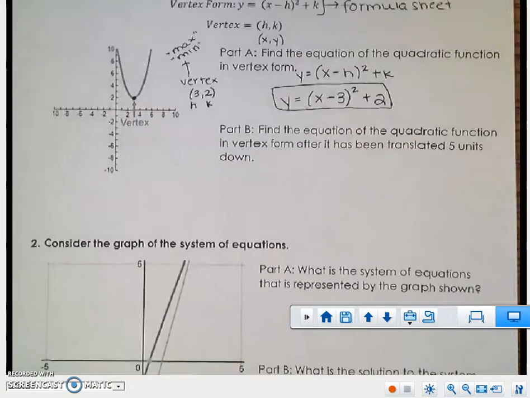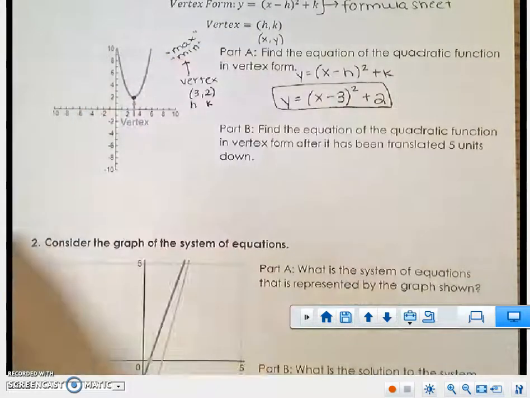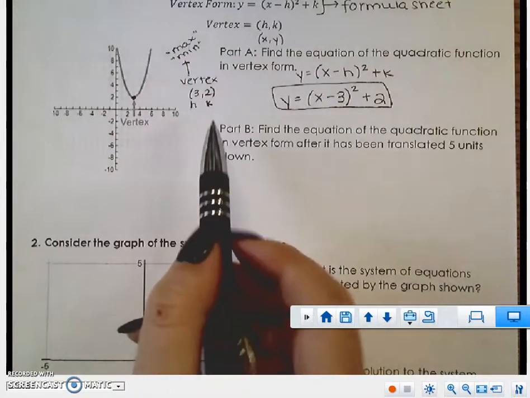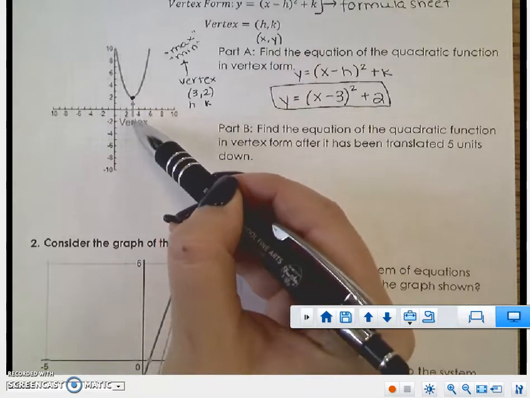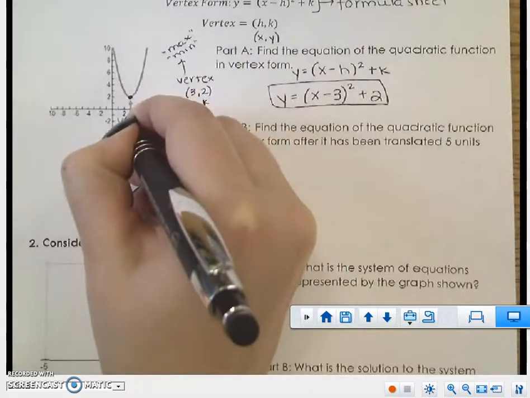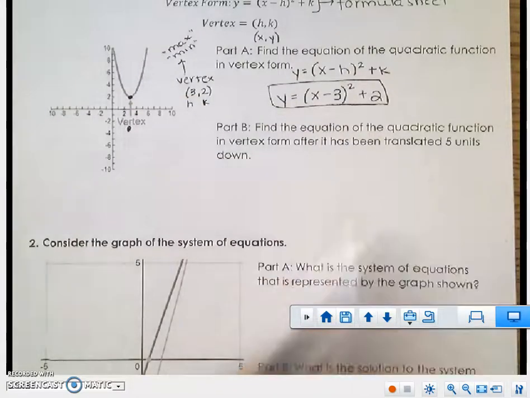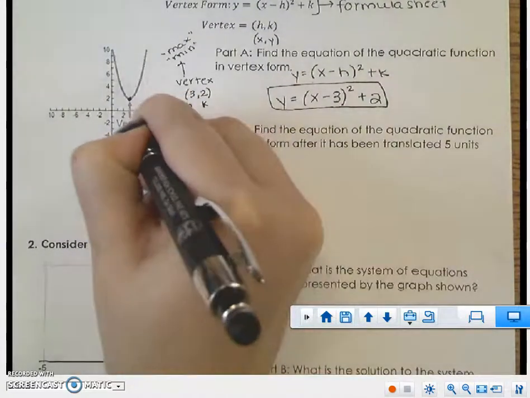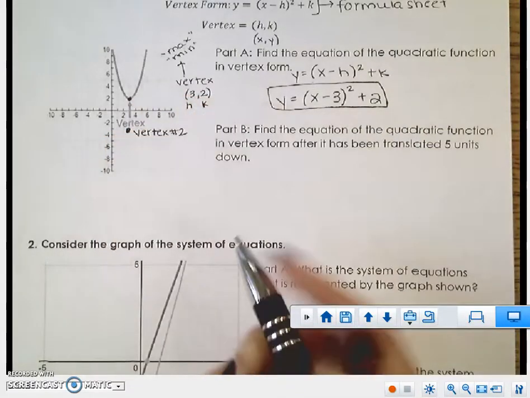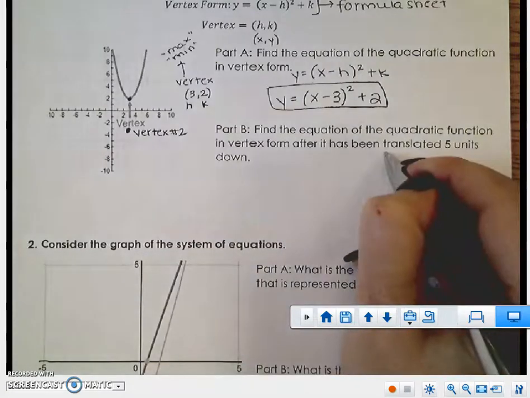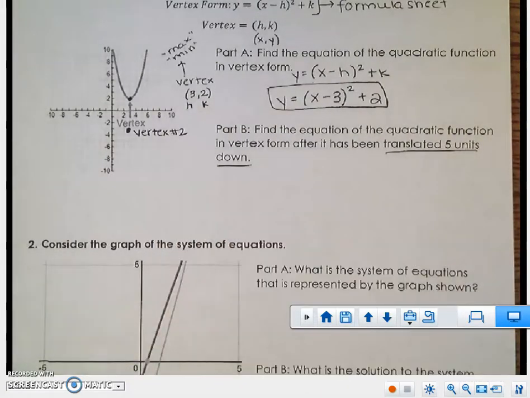Part B for the same question says find the equation of the quadratic function in vertex form after it has been translated 5 units down. So using this vertex, they want us to shift it 5 units down. So 1, 2, 3, 4, 5. My new vertex would be right there. So I'm going to say this is vertex number 2. So that is translated or shifted 5 units down.